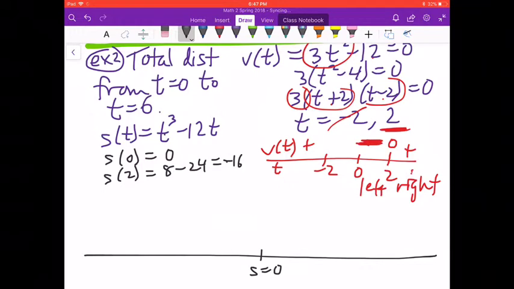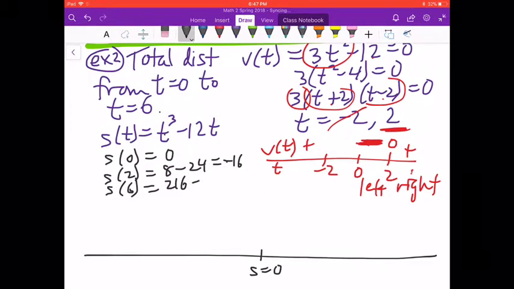And then lastly, I'm going to plug in the 6. Now I'll come back to these values and talk about why we're using these. But that's going to be 6 cubed, which is 216, minus 12 times 6, which is 72. And that's going to get us, I think it's 144. Yeah. Okay, so let me talk about why we chose these values right here, 0, 2, and 6.